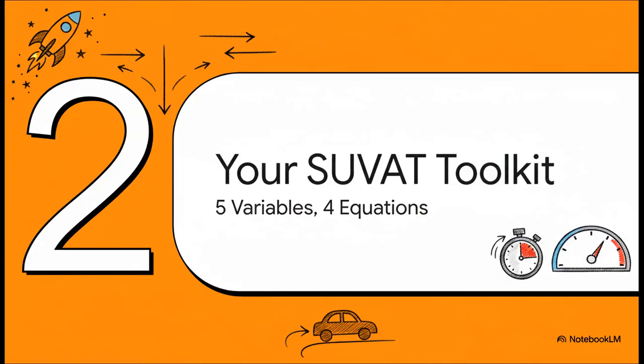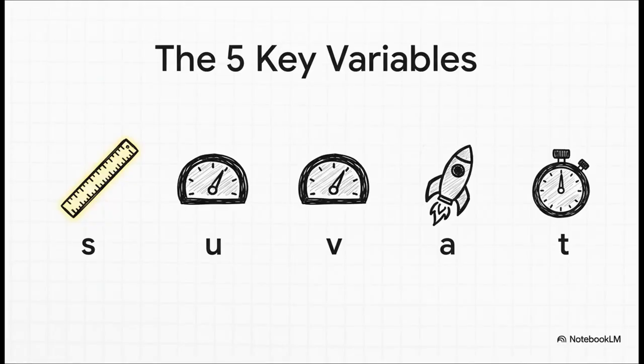Because believe it or not, every single kinematics problem you're ever going to see can be cracked with just one small, really powerful toolkit. And here they are, the stars of the show. These 5 variables, you'll get to know them as SUVAT, they're the only things you ever need to keep track of. We've got S for displacement, U for the initial velocity, V for the final velocity, A for acceleration, and T for time. That's it.